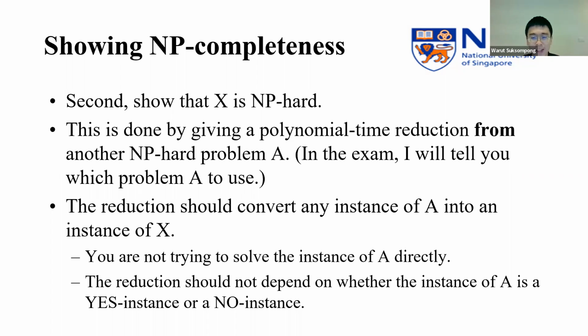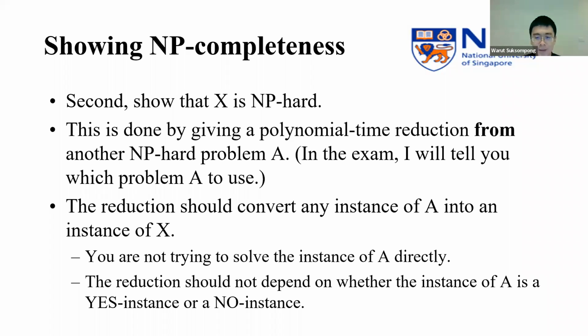And the reduction should not depend on whether the instance of A is a yes instance or a no instance. You should not say, oh, if there is a subset that sums to T, then you do this. If there's no subset that sums to T, then you do this. Or if you start with SAT, you should not say, oh, if there is a satisfying assignment, then the reduction does this. If there's no satisfying assignment, then the reduction does that.